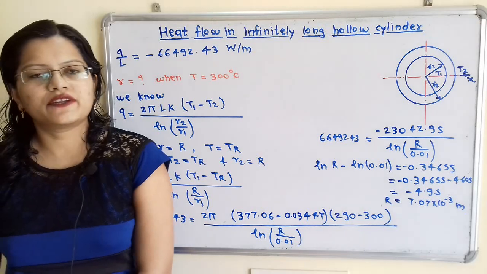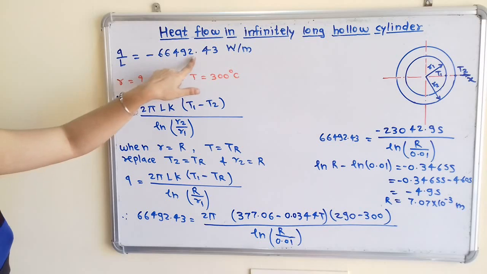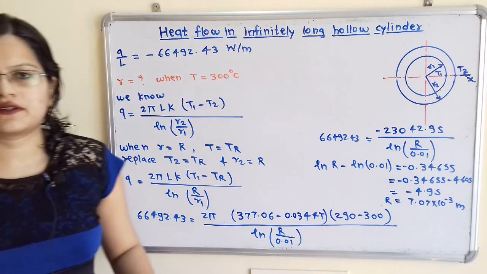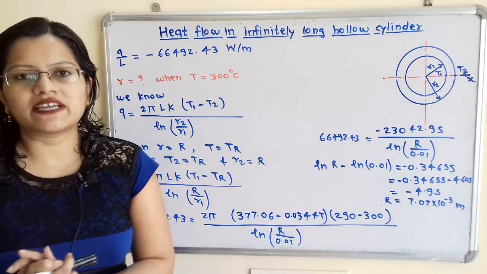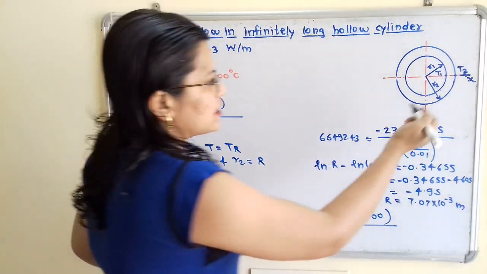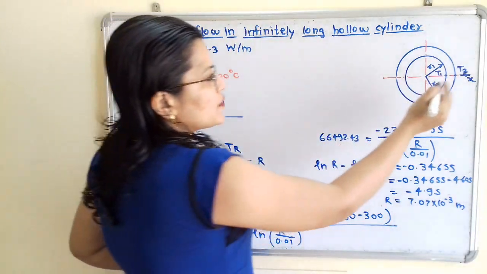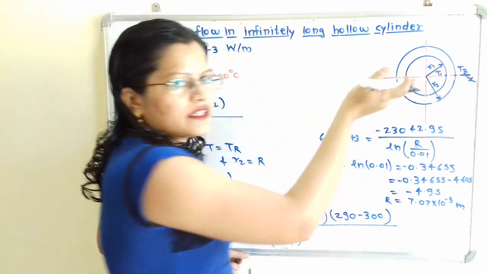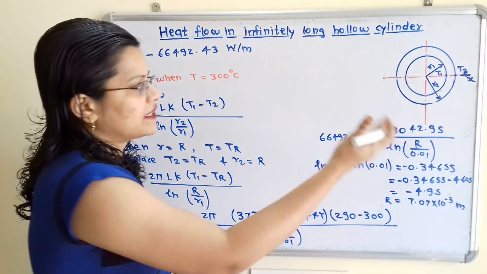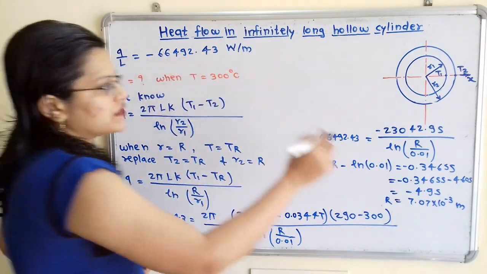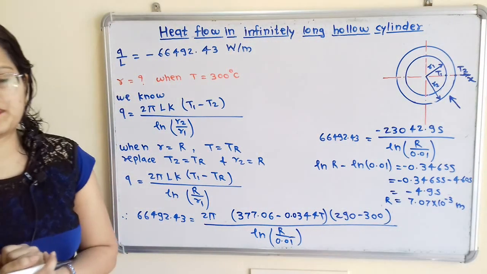When we calculate, we get Q by L equal to minus 66492.43 watt per meter. Now what does this negative sign indicate? It indicates that heat flow will take place in the radially inward direction. Because we considered the flow to be in the direction of x, that is the radially outward direction, but because of this negative sign, the flow takes place in the radially inward direction.